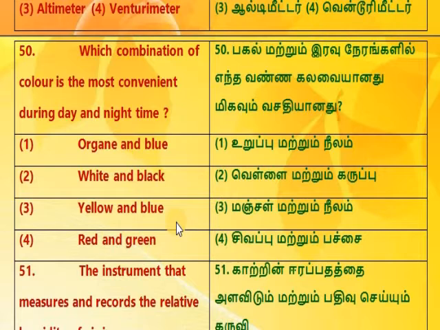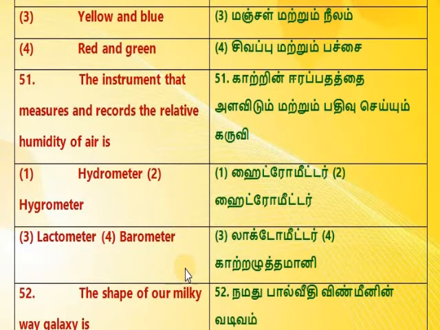50. Which combination of color is the most convenient during day and night time? 1. Orange and blue, 2. White and black, 3. Yellow and blue, 4. Red and green. 51. The instrument that measures and records the relative humidity of air is: 1.